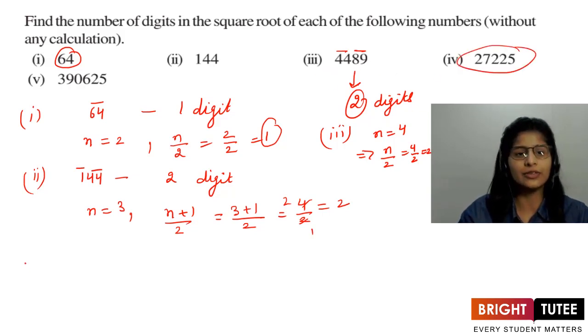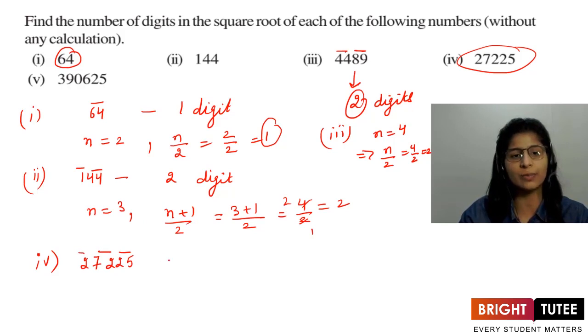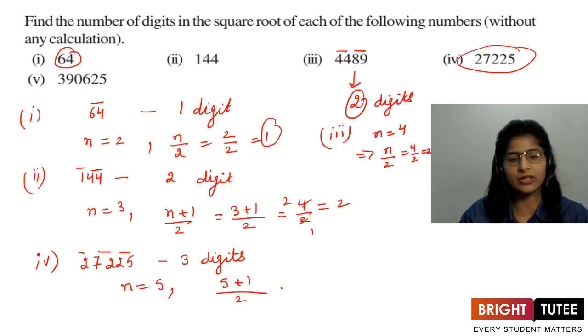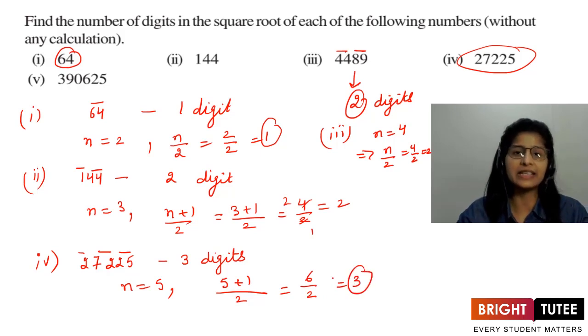Now this one, the fourth part. How many do we have? 27,225. If we place the bars, how many bars do we place? 3. So there will be 3 digits in the square root of this number. Also, we know that n here is 5 because it is odd. So we will use n plus 1 divided by 2, 5 plus 1. That gives us 6 by 2. That means 3. There are 3 digits in the square root of this number.